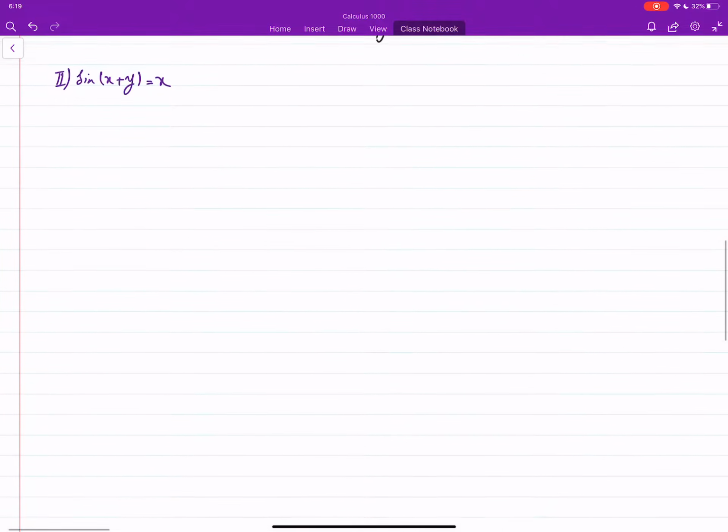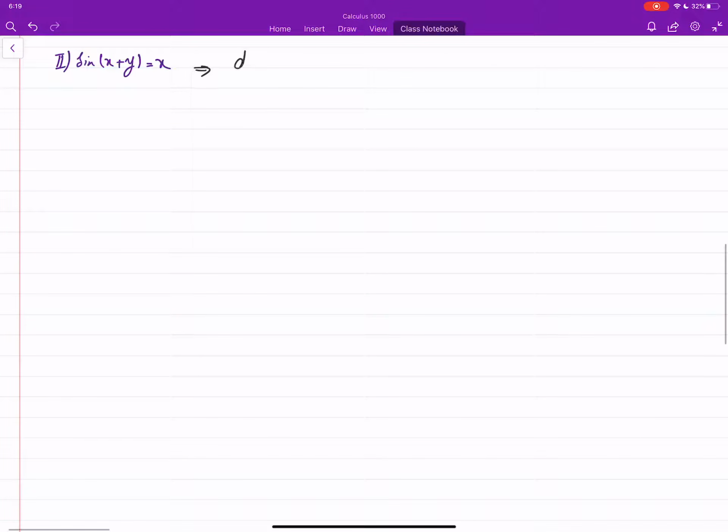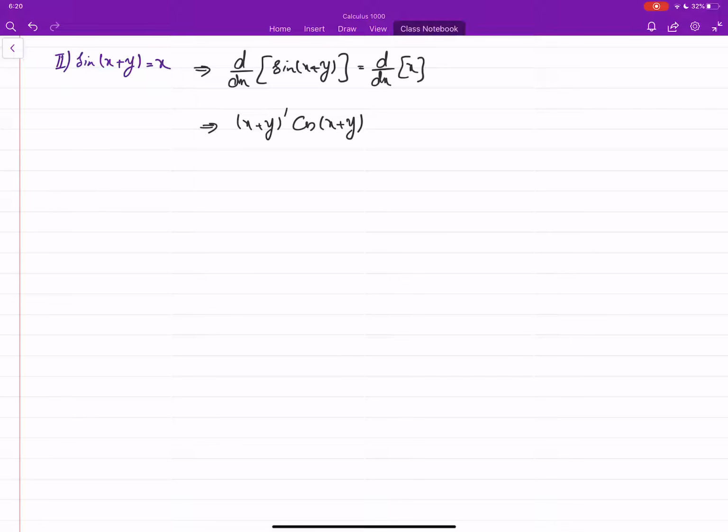Let's do this other one. So we'll start with differentiating the equation with respect to x, because this is how we find y prime using implicit differentiation. This gives us x plus y prime cosine of x plus y equals 1. And by the sum rule, 1 plus y prime cosine of x plus y is equal to 1. And well, you can solve for y prime.